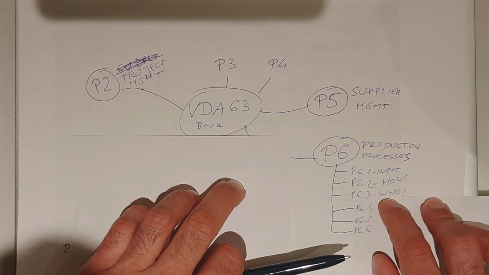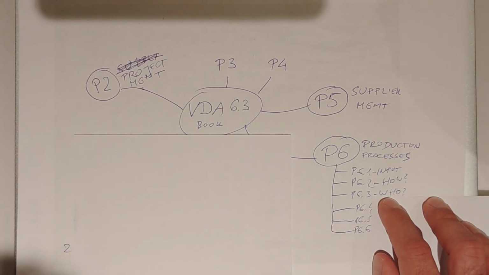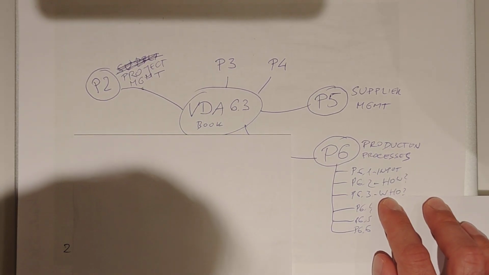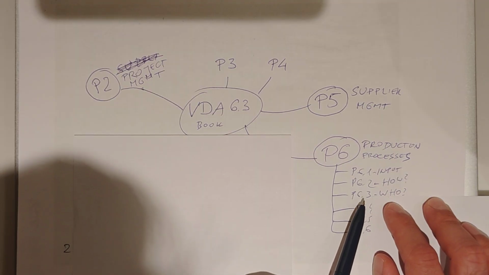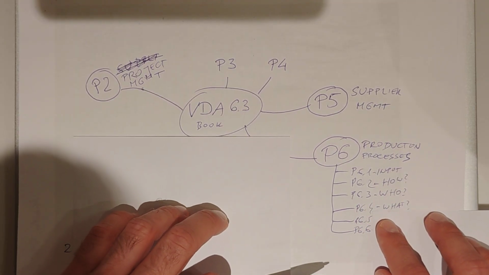Next point, 6.3, is who. Which means, is the personnel of the supplier enough? Is the personnel sufficiently certified and trained? Do they have qualification metrics? And so on and so on. These kinds of questions are asked in the 6.3 chapter.